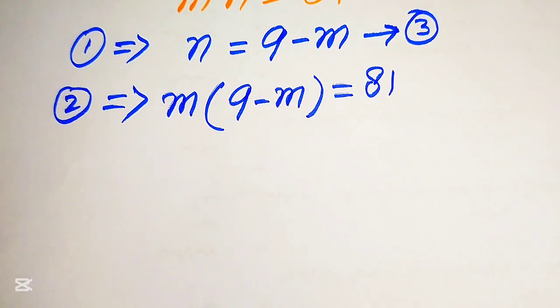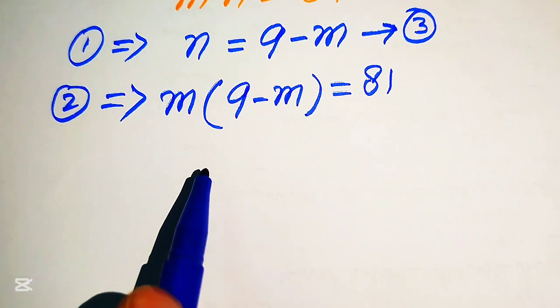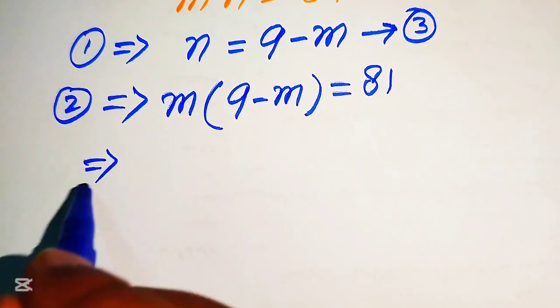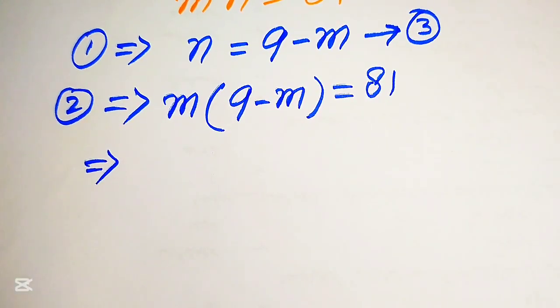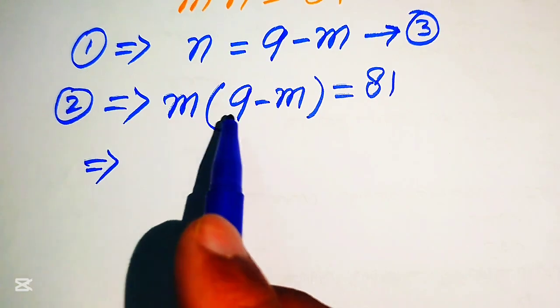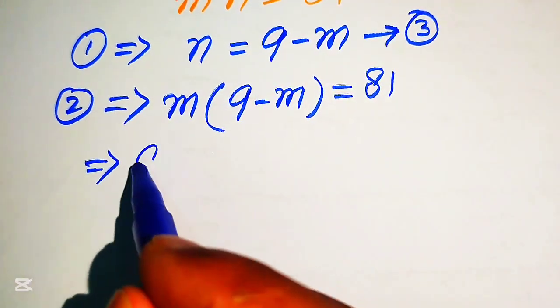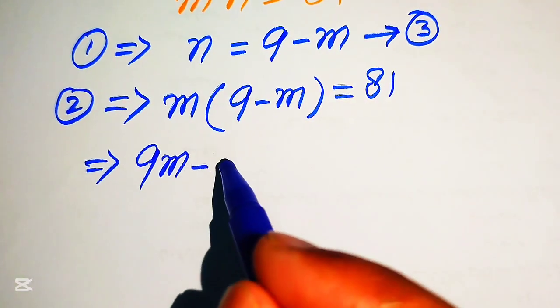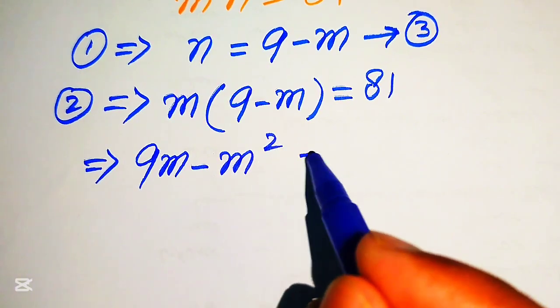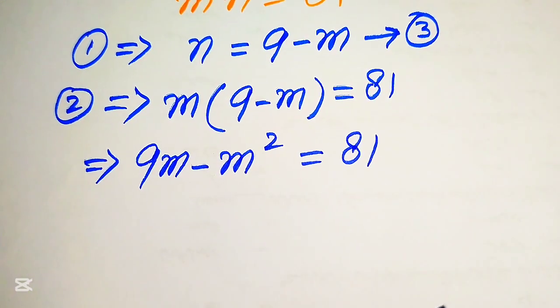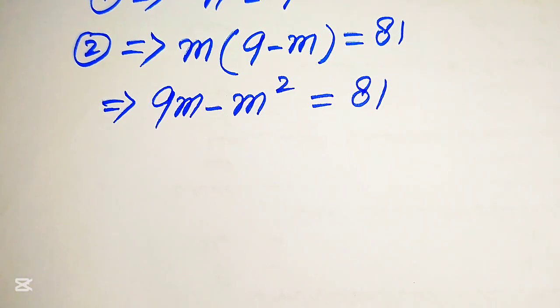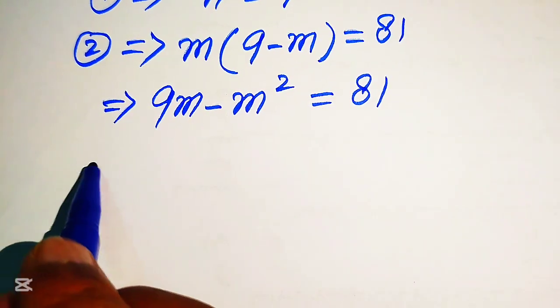Here we need to solve this equation for the values of m, and after that we back substitute this value and we get the value of n. Now we multiply this m on both of these terms, so it will be written as 9m minus m squared equals 81. This is a quadratic equation in m but not in standard form. First we need to convert this equation into the standard form.